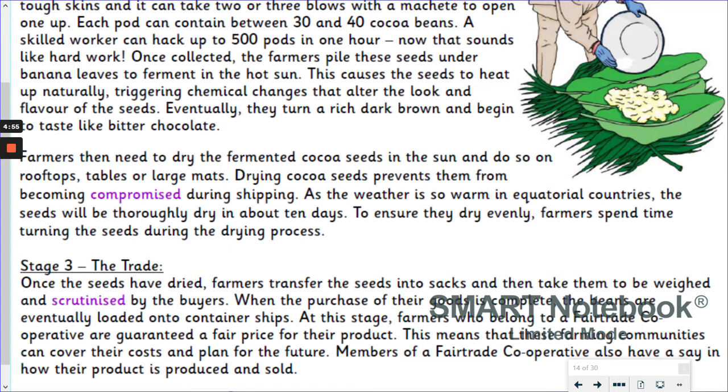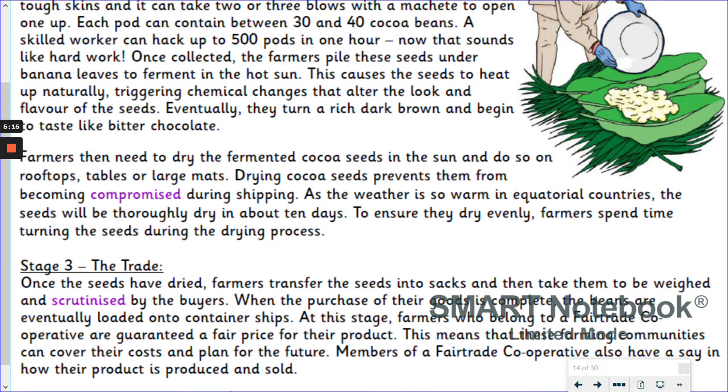Let's think about it. During the shipping, so while we're moving the cocoa seeds from one place to another, what are we not going to want to happen to them? We're going to want to keep them in really good condition. So we don't want any compromising going on. That should give you a few hints as to what the meaning of that word is.